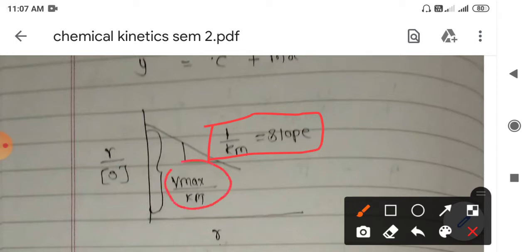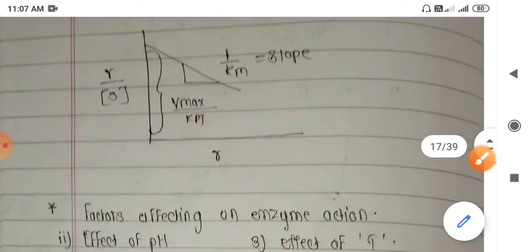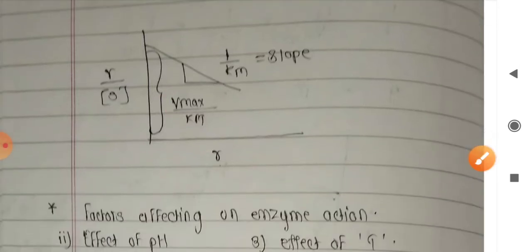and the y-intercept is Vmax upon Km. So from this equation also we can calculate the values of the Michaelis Menten constant and the velocity constant, or the Vmax, the maximum rate of the given reaction. So you should be able to calculate all the constant values depending upon the given form of equation. There should not be any confusion about which equation to be used.